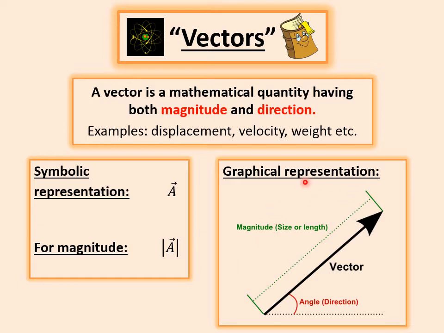Now this is the graphical representation of our vector. This is the vector A. Now the length of the vector shows the magnitude or size of our vector, and it has an angle with the axis or with a particular line. So this angle represents the direction of our vector. Now this is the graphical representation.